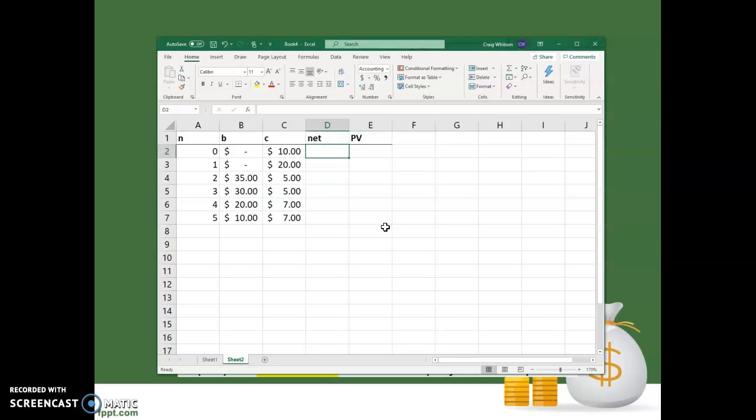And so the net cash flow in any given year is going to be equal to the benefits minus the costs. Or if we had made the values in this column negative, then the formula here would just be benefits plus cost. But we can see that we have a negative $10 net cash flow in the first year, negative 20 in the second, and then we begin to see positive cash flow.